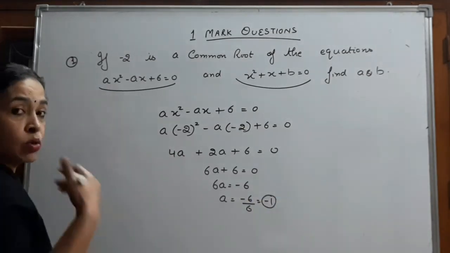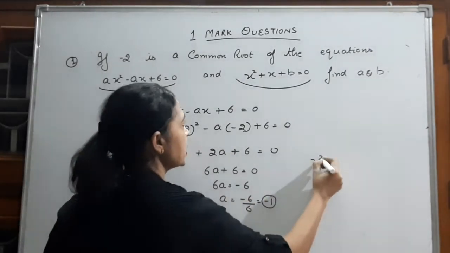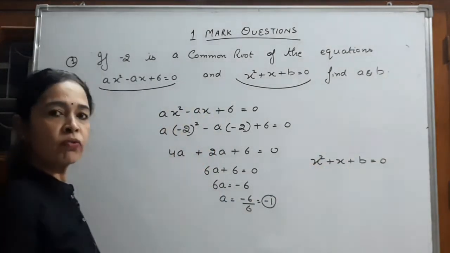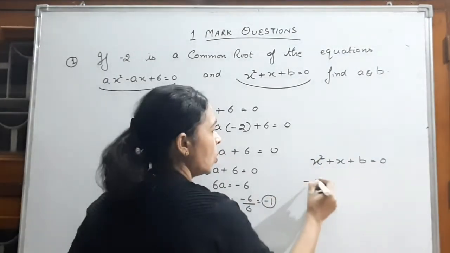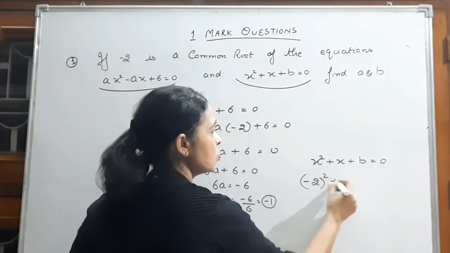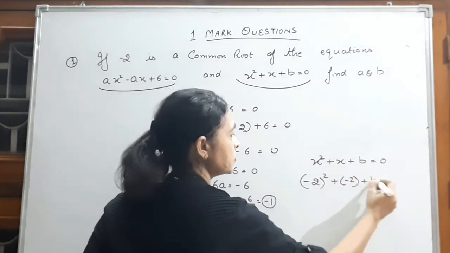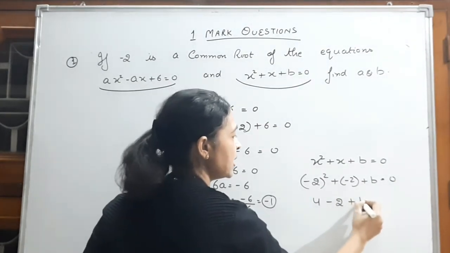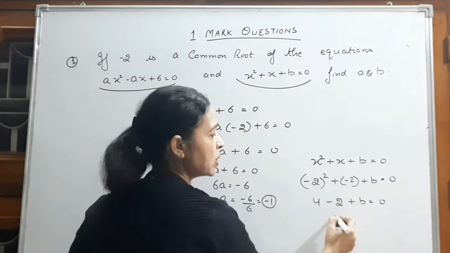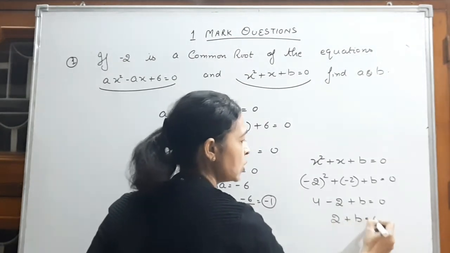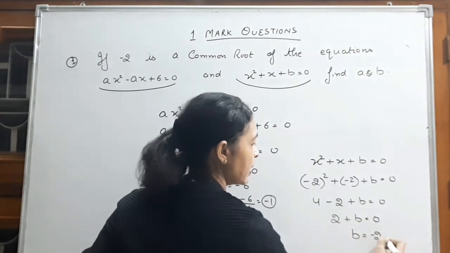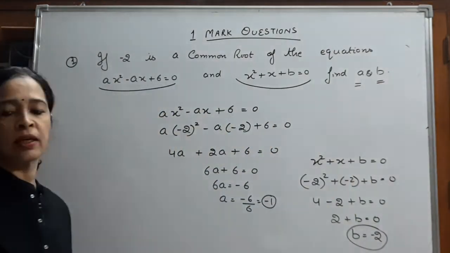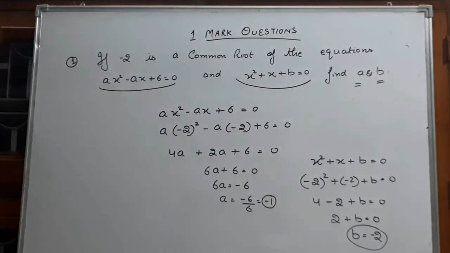Now minus 2 is also the root of the other equation x square plus x plus b equals to 0. Minus 2 is the root of this equation also. Now on putting x equals to minus 2, what will we get? Minus 2 square is 4. 4 minus 2 plus b equals to 0. 4 minus 2 is 2 plus b equals to 0. What is the value of b? Minus 2. Therefore, a is minus 1 and b is minus 2. And this is our answer.